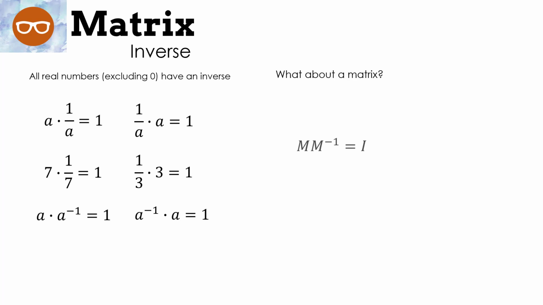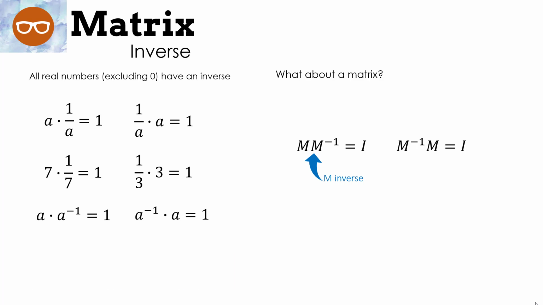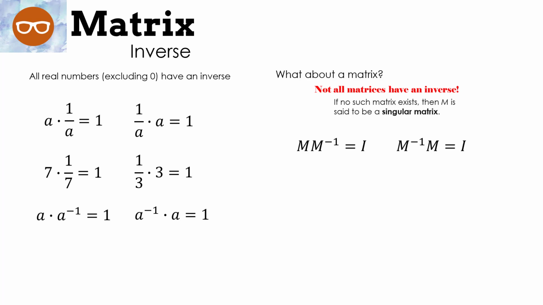What about a matrix? Well, M times M inverse equals the identity matrix. And M inverse times M also equals the identity matrix. Now look at the M's, and let's go back over here and look at our A's. Do you notice that instead of an A, we just replace it with an M square matrix? M to the negative 1 is M inverse. Not all matrices have an inverse, though. If no such matrix exists, then M is said to be a singular matrix. In this video, we will use symbollab.com to find inverse matrices.